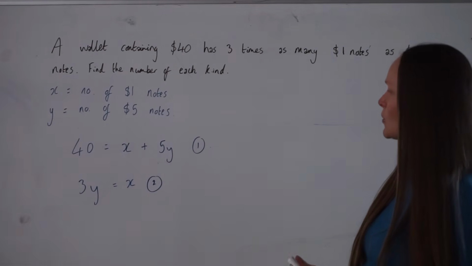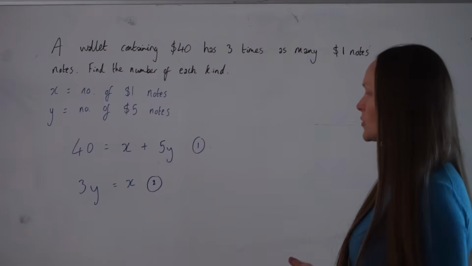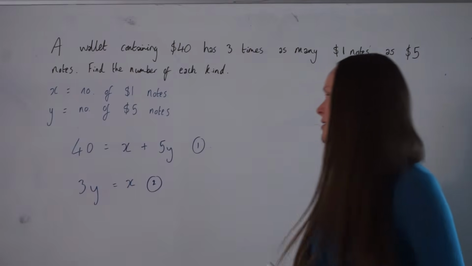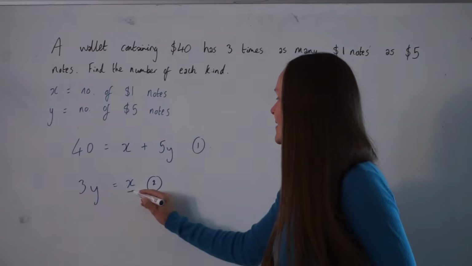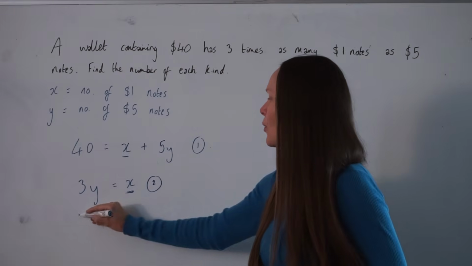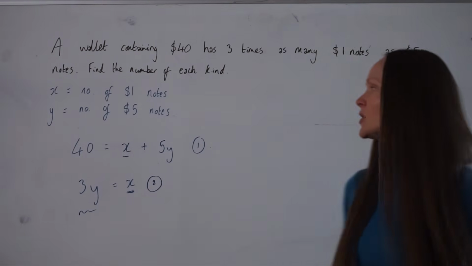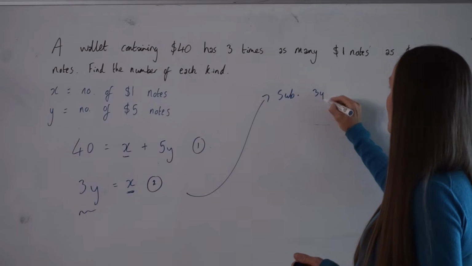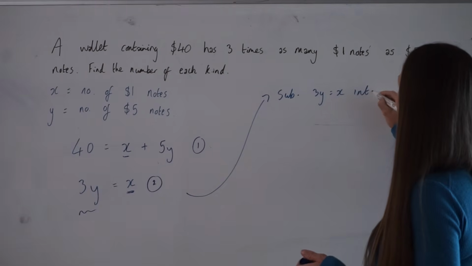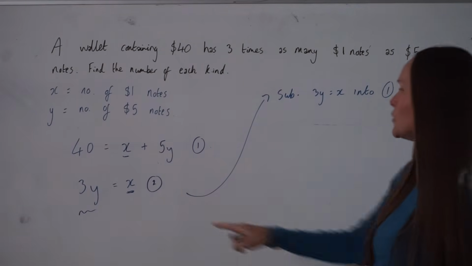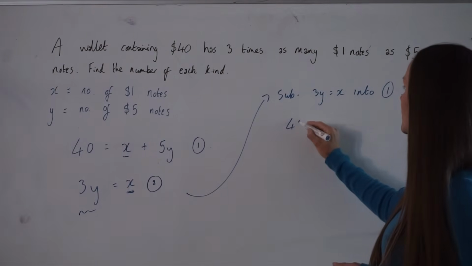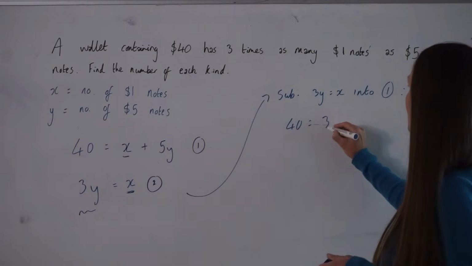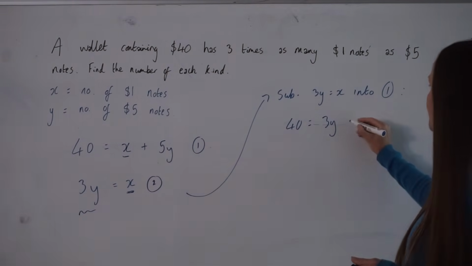So to solve these 2 equations, this time I'm going to use the substitution method, as the second equation is rearranged so that x is the subject. So I'm going to replace x in equation 1 with 3y instead, so that I just have an equation with y. So we're going to substitute 3y equals x into equation 1. So when we do that, we have 40 equals, instead of x, we're going to replace it with 3y, and then plus 5y.